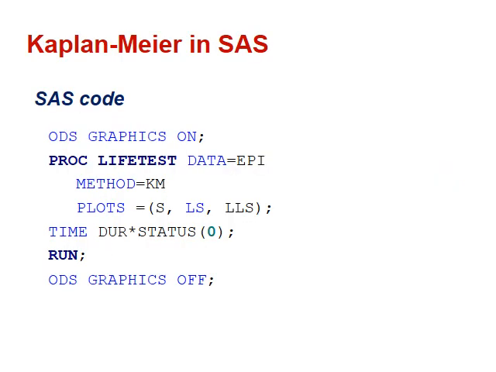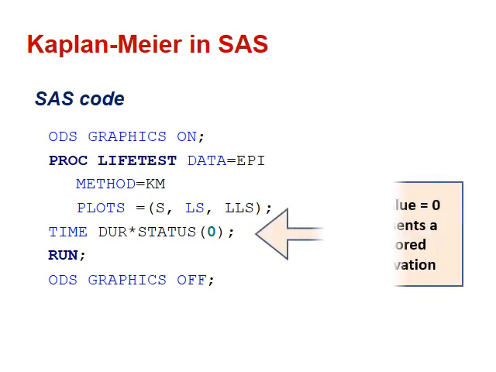Here is the SAS code for the KM method. The ODS graphics on and the ODS graphics off at the end are used to produce plots. We use PROC LIFETEST and specify method equal KM. The plot option will give you 3 types of plots as indicated here, which you do not need to worry about much at this time. Next, you need to write time duration into status. The 0 here indicates a censored observation.